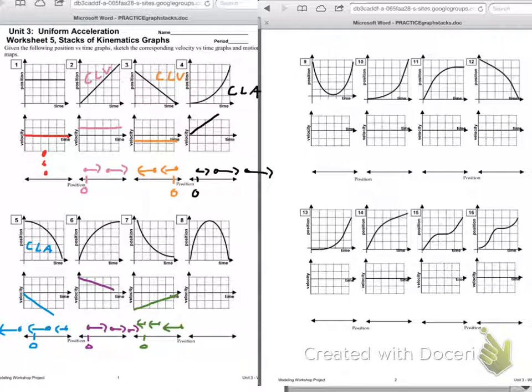And now number 8. Number 8, we get a true parabola here. Now with the true parabola, that means that we can really get this broken up into two different parts.